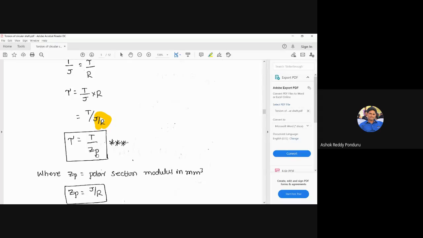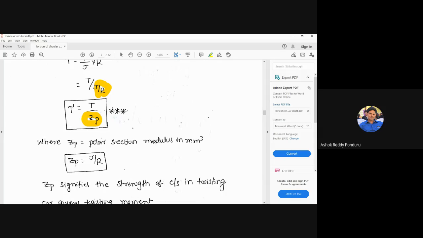In the bending stress topic also, sigma is equal to M divided by, instead of J, I by Y, where I by Y is called Z, the section modulus. In the same fashion, here J by R is called ZP. But in shafts it is not called the section modulus, it is called the polar section modulus. That P in ZP means polar section modulus.